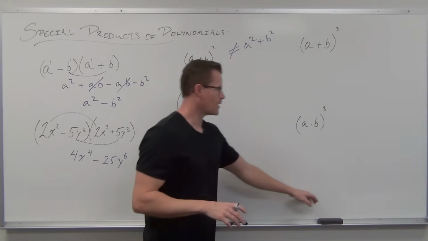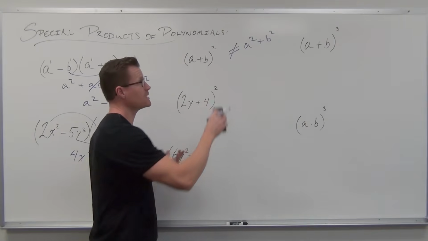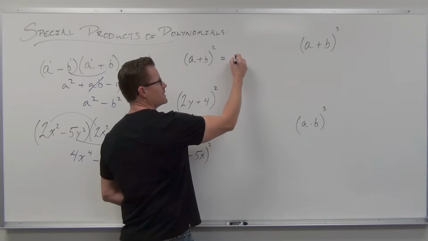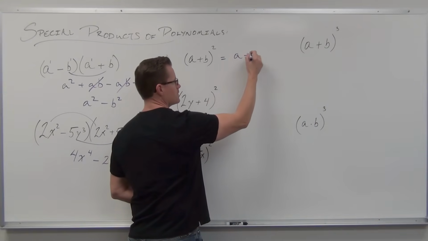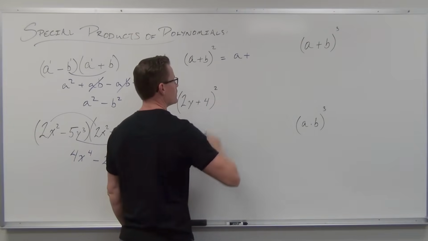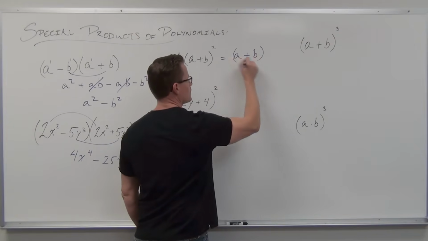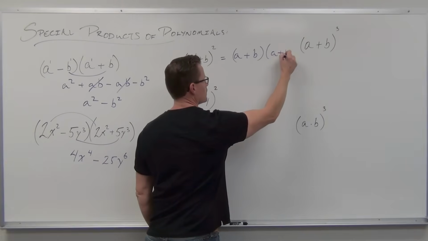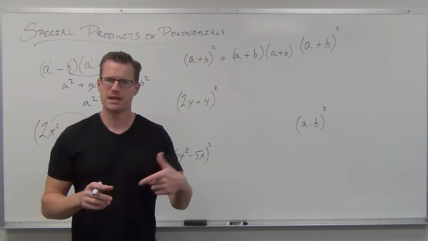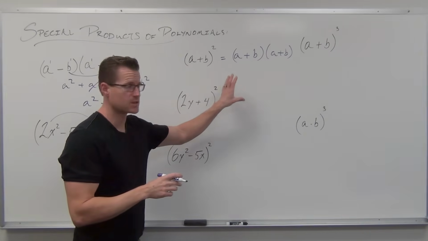In fact, when we think about what a plus b squared means, it really means a plus b times a plus b. Exponents mean repeated multiplication. So that's what a plus b squared means.